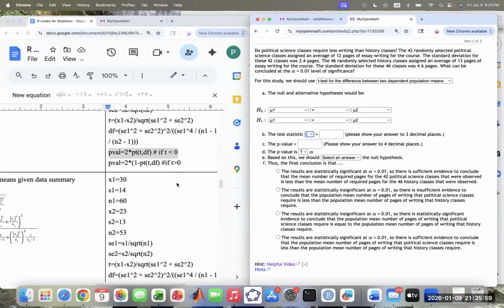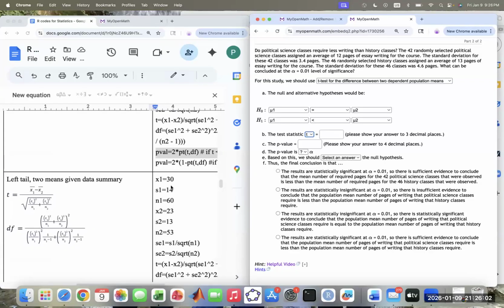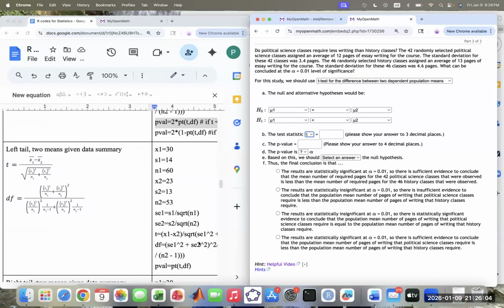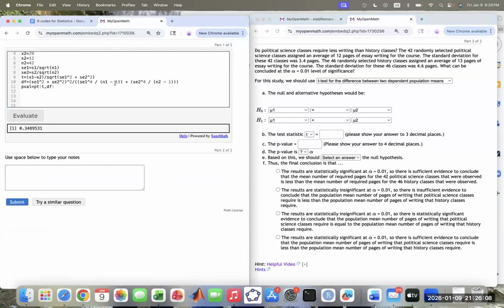Okay, so let's go to our part right here with the left tail. Therefore over here we're going to choose this one here. So I'm going to copy it over here already. We're going to enter the numbers in. So we're going to do this here.